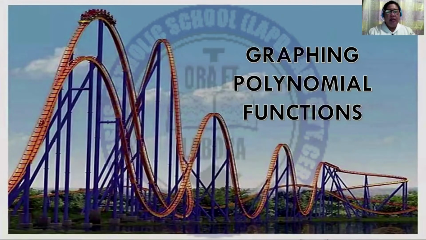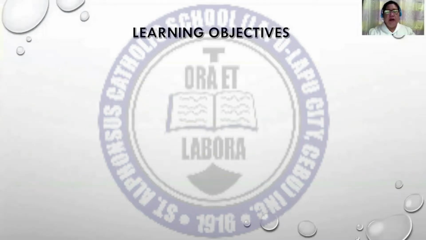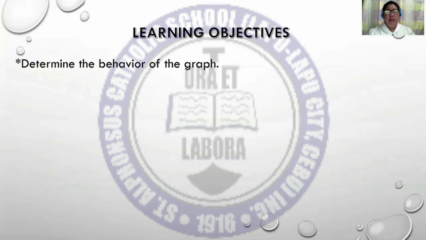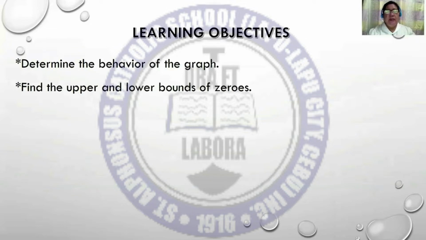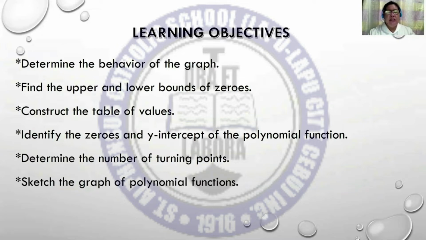Hello, math learners! Our lesson for today is about graphing polynomial functions. The learning objectives are: you are going to determine the behavior of the graph, find the upper and the lower bounds of zeros, construct the table of values, identify the zeros and y-intercept of the polynomial function, determine the number of turning points, and sketch the graph of polynomial functions.